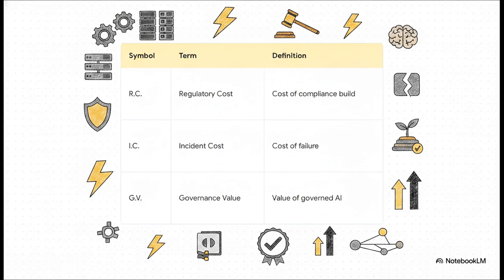Now, this is the nightmare scenario. It's the cost of a governance failure. Think fines, lawsuits, and the huge reputational damage when your AI hallucinates or breaches privacy. And finally, GV, governance value. This is the risk-adjusted value of actually having a governed AI system. So RC, IC, and GV, keep those 3 in the back of your mind.